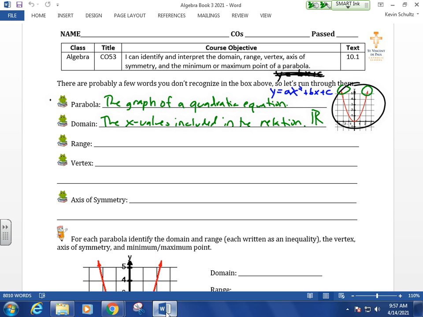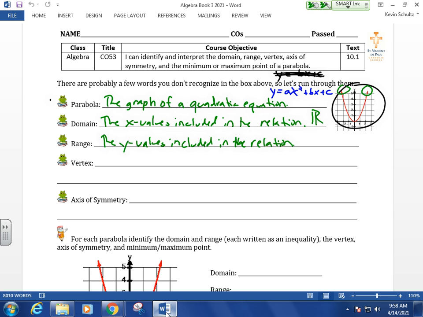The range would be what? Same definition as we had for linear functions. What was the range of a linear function? The y values included in the relation. And if you remember, this one was also all reals for a linear function because a line goes on forever, and so all y values would eventually be included. Not so much for a parabola.